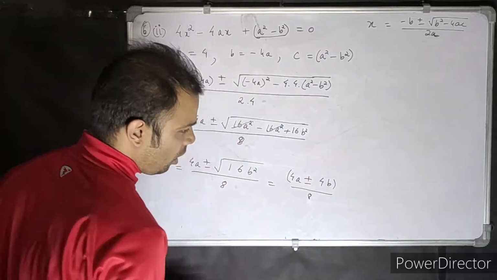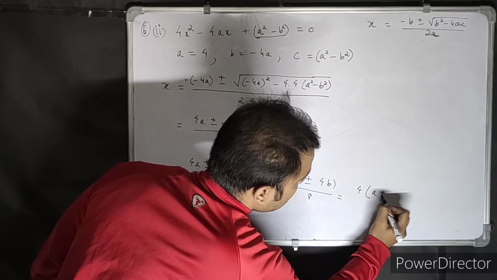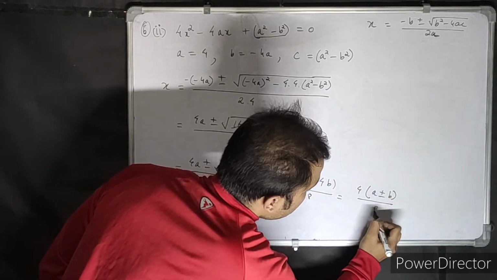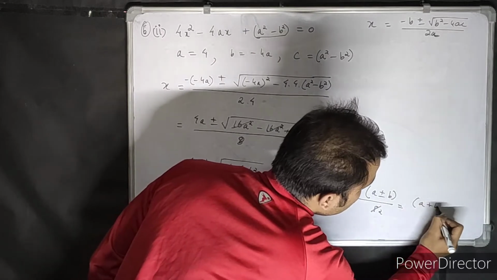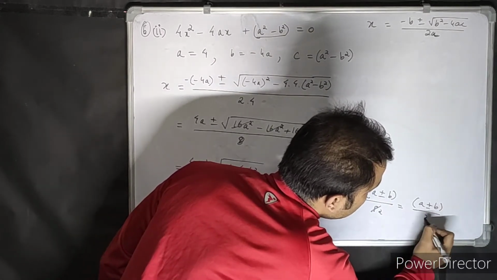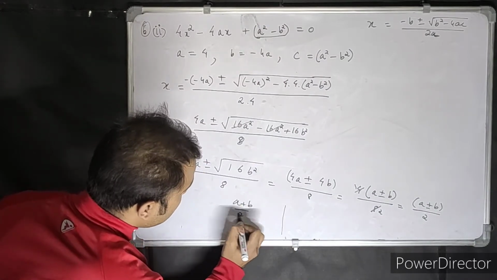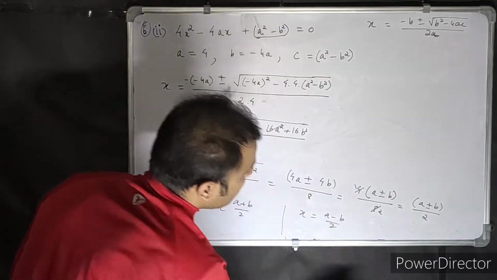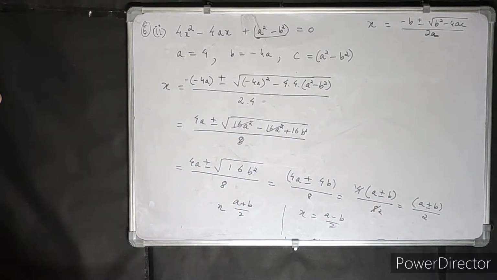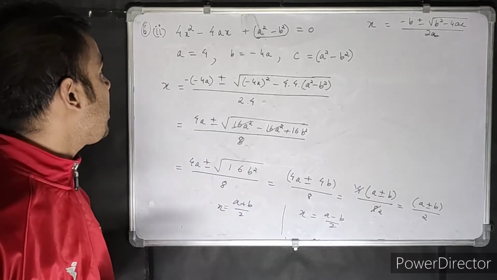By now you all know it. So what are we left with? Take out the 4 common. You're left with a plus minus b divided by 8. 4 1s are 4, 4 2s are 8. You're left with a plus minus b divided by 2. So what are your two answers? One is x is equal to a plus b divided by 2 and the other one is x is equal to a minus b divided by 2. I've already checked the answer. These two answers are correct for 6 part 2.